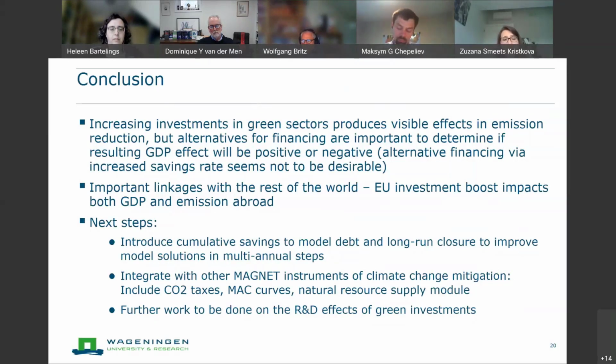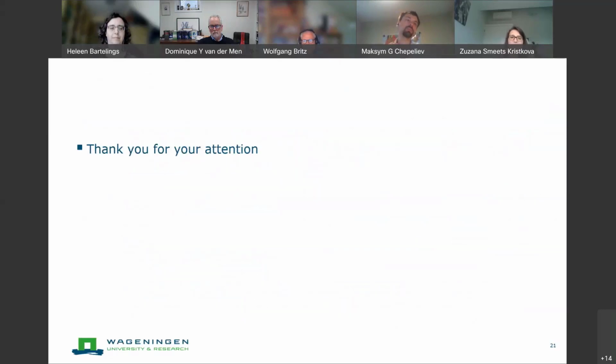And the next steps: because we saw the importance of financing, we will introduce cumulative savings to model debt and long-run closure, to improve model solutions in multi-annual steps. That's something I did not have time to introduce here. So, to incorporate modeling of debt and cumulative savings, and of course to integrate with other MAGNET instruments that are already there for climate change mitigation, like the CO2 taxes, MAC curves, and the natural resource supply module, and still look more at the work on R&D investments. So I hope I'm on time, but that was it.